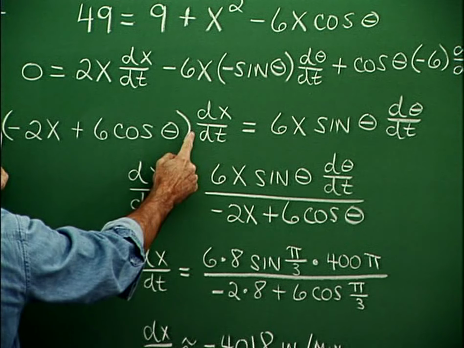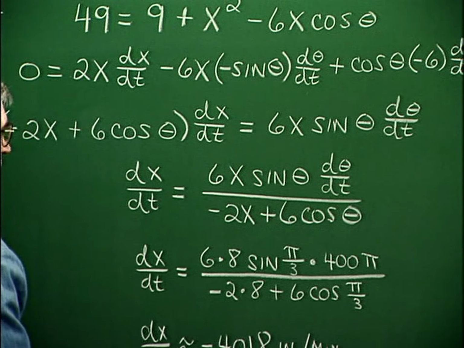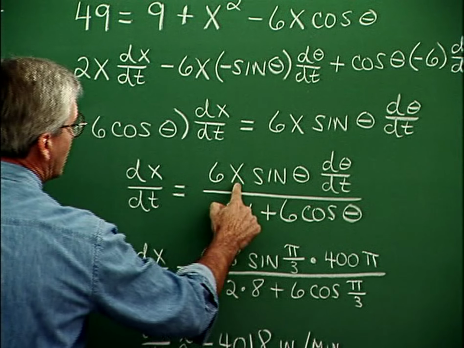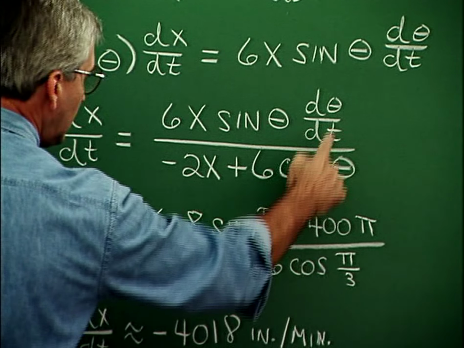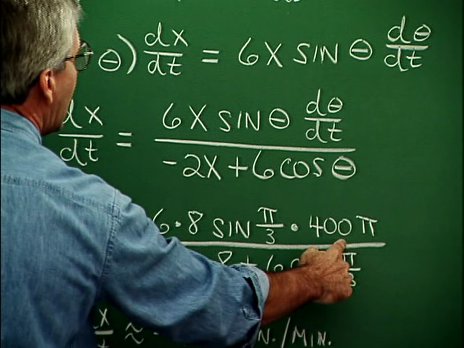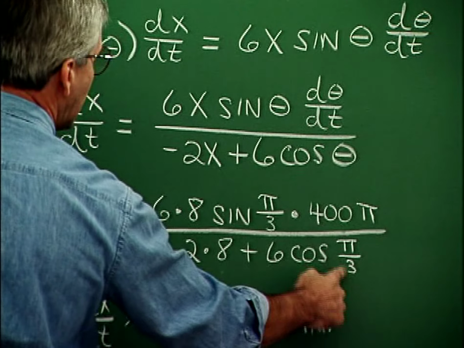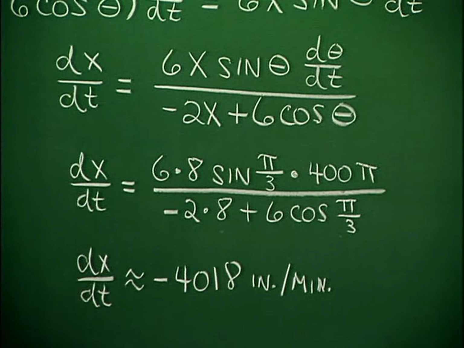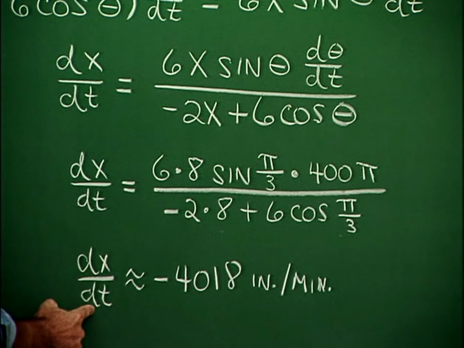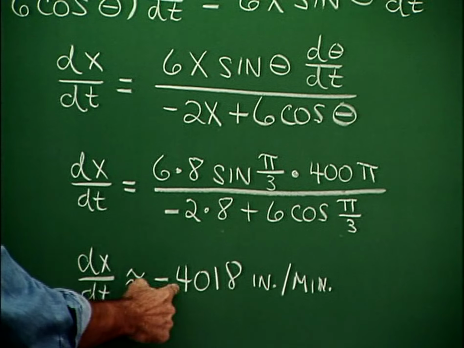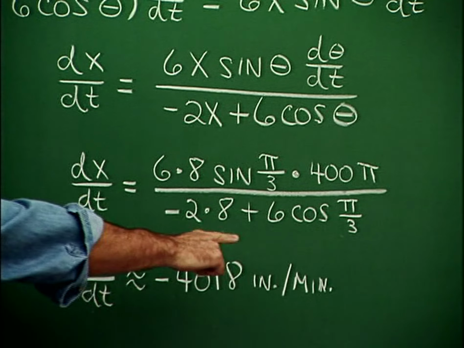Dividing on both sides by the binomial, I get this fraction, and now I just pop information into the fraction. We found x to be 8. We know that theta is pi over 3. d theta/dt is 400 pi. This x is also an 8, and the theta is pi over 3. Punching a calculator or manipulating this just a bit, we find that dx/dt, the instantaneous rate of change of x, is negative 4018. And it's inches per minute, incidentally.